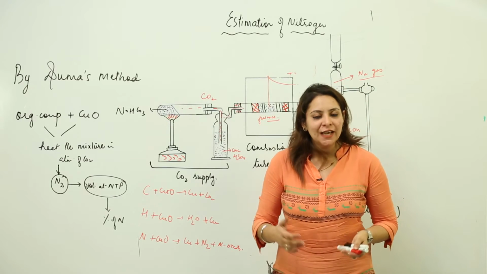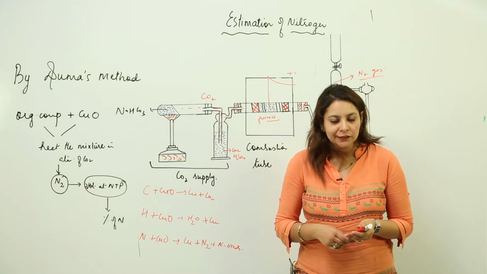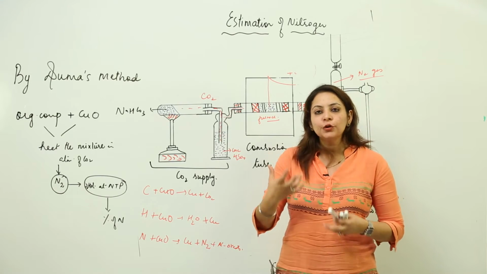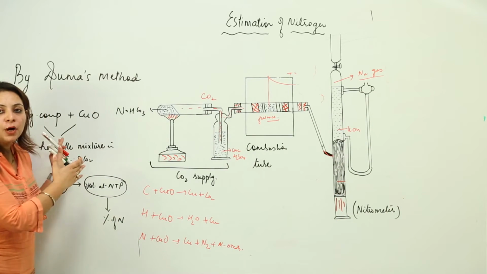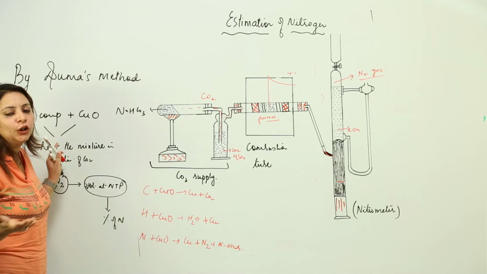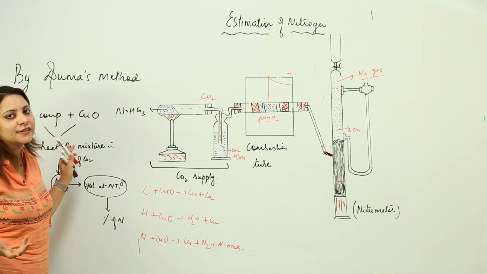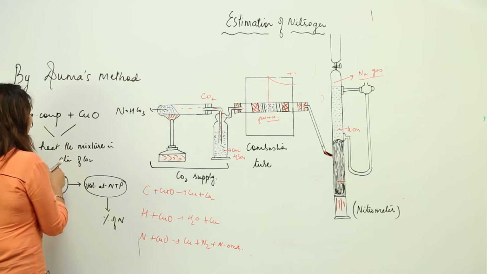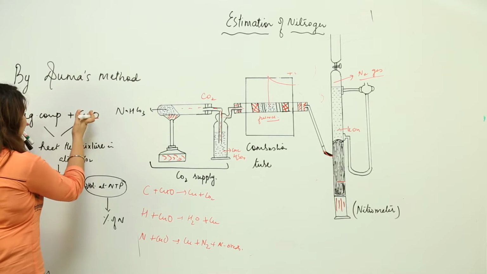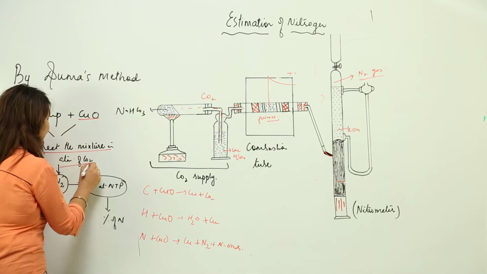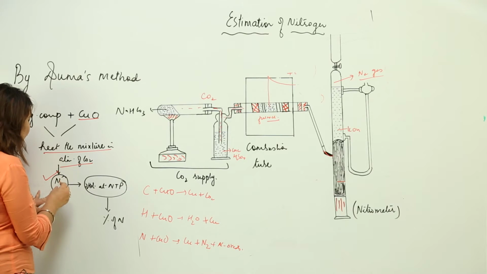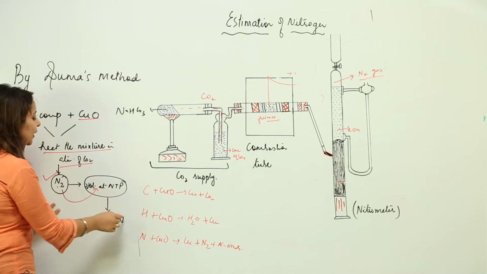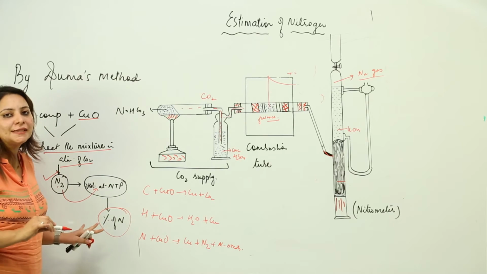Now we are going to estimate nitrogen by using the most popular Dumas method. First, you must be curious to know what the principle behind it is. We take the organic compound which is supposed to contain nitrogen, as we all know that it contains carbon, hydrogen, and along with that obviously nitrogen will be present. We mix it with copper oxide, and this mixture is heated in the atmosphere of CO2, and as a result we get nitrogen gas. Then we convert the volume of this nitrogen into volume at NTP, and then we find the percentage, right? It's clear, this is the basic principle.